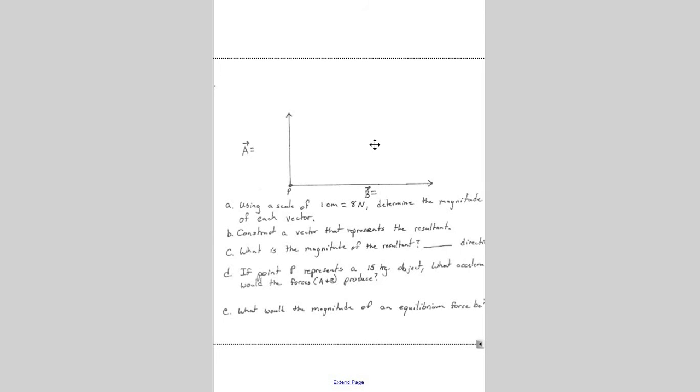Okay, so we're going to pick up where we left off here. For this problem in particular, you're definitely going to need a protractor and ruler. I'm going to do the best that I can to draw this on the screen freehand. You do your best with a protractor and ruler. Okay, so using the scale of 1 centimeter equals 8 newtons, determine the magnitude of each vector.